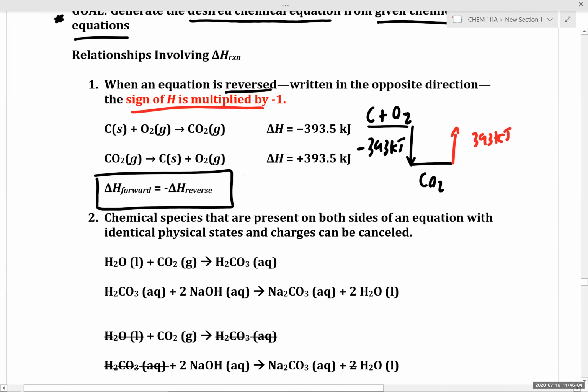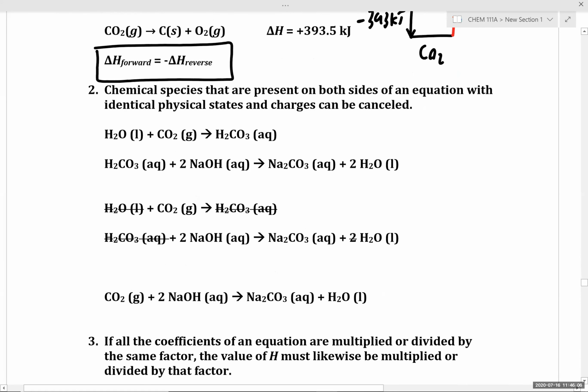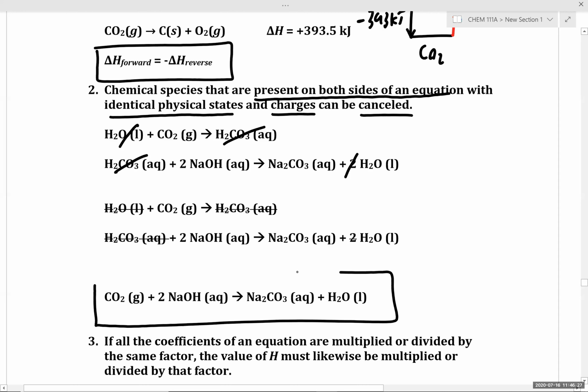Okay, in terms of adding equations, just like in redox reactions, chemical species that are present on both sides of an equation with identical physical states and charges can be canceled. So for example, this carbonic acid is present on both sides, so I'm going to cancel that. For water, we can also cancel molecules of water on each side to give us the following complete equation.